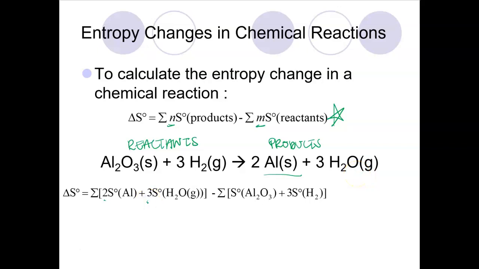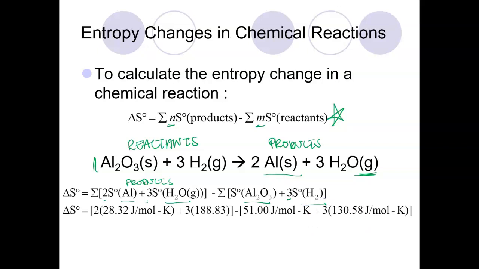Now you need to be careful, because when you look them up in the table, there's an H2O liquid, there's an H2O gas, and there's an H2O solid. We need H2O gas. Okay, so these are the products. Minus, then I took all the reactants. Al2O3, there's only one of them, so I didn't write times 1. And then there's 3 hydrogen gases, so there's the 3 for that. Then I'm going to grab my table and find the number for this, and this, and this, and this, and then just throw them in there.